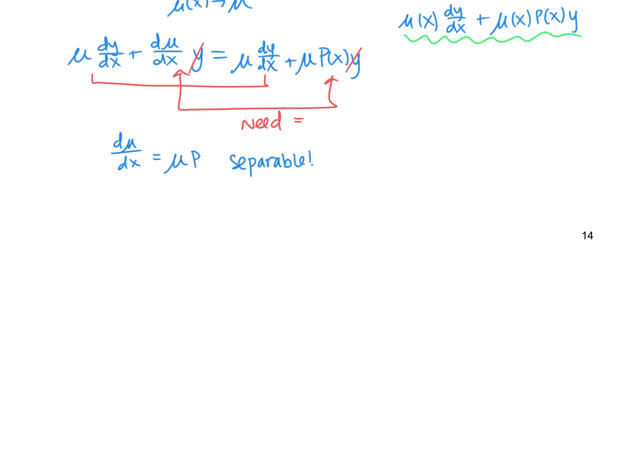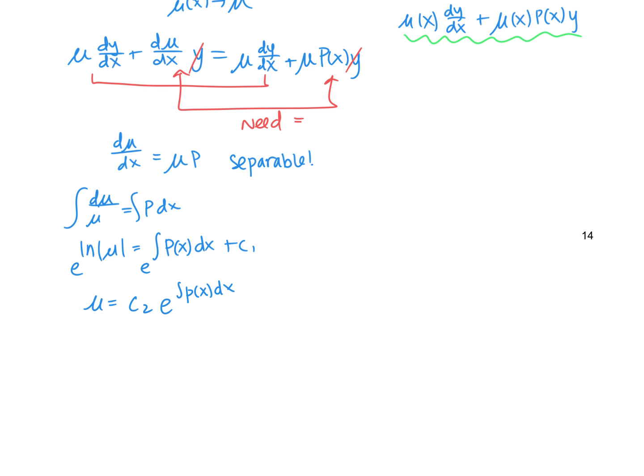Okay, so where do we go from there? Well, of course, we're going to separate. We get d mu divided by mu is equal to p dx, and we integrate. So we're going to get the natural log of mu is equal to the integral of p of x dx, add some constant. So then if we solve for mu, our mu is c2 e to the integral of p of x dx.